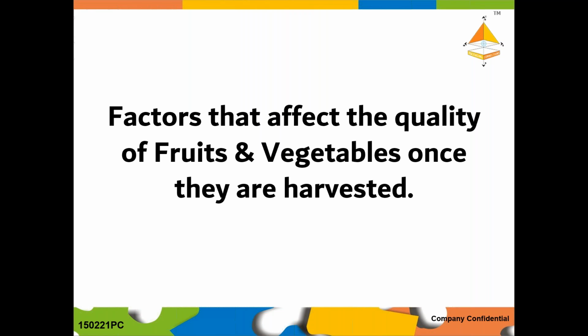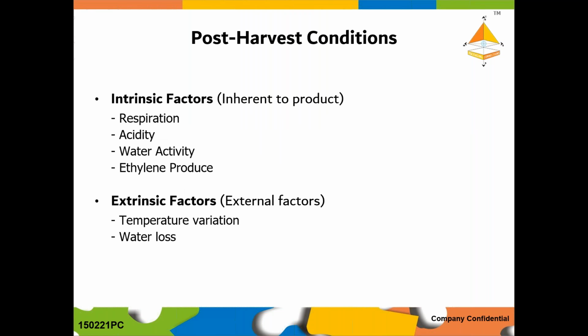Factors that affect the quality of fruit and vegetables once they are harvested: there are intrinsic factors and extrinsic factors. So you can see respiration, acidity, water activity, ethylene production. These are inherent to the product. You cannot do anything about them, but these are important factors we have to keep in mind when we are designing the MAP packaging. And then there are external factors like temperature and loss of water.